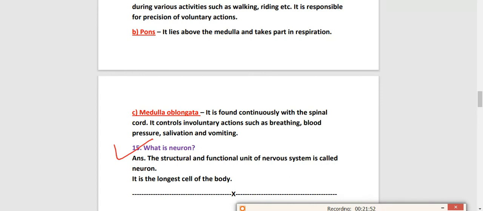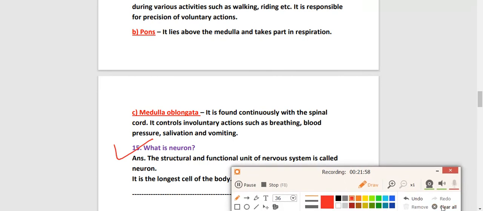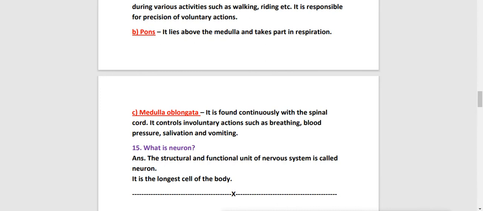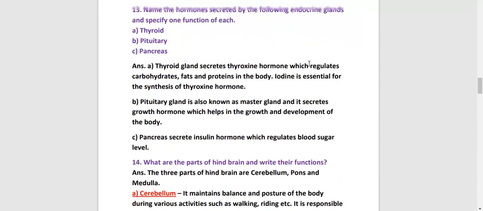It can come in MCQ, it can come for 1 mark. So remember the answer, that neuron is the structural and the functional unit of the nervous system. So I hope all the questions are clear to you all. I think you can frame the answer and write it in your own words, and I think you have understood all the answers properly.